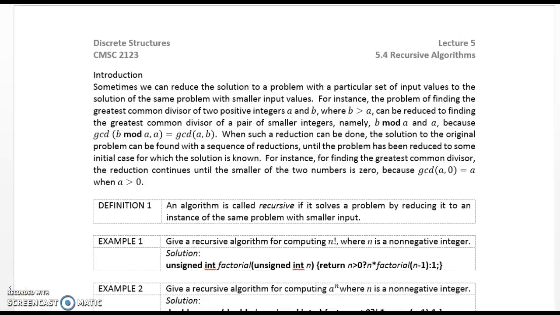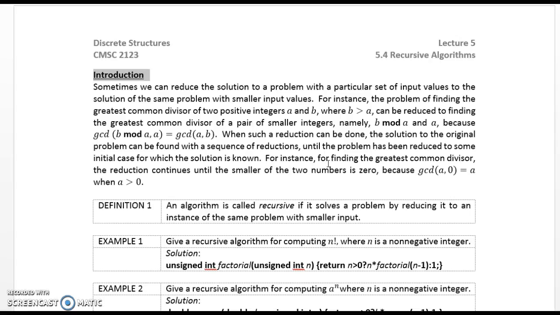Good morning. Sometimes we can reduce the solution to a problem with a particular set of input values to the solution of the same problem with a smaller set of input values. For instance, the problem of finding the greatest common divisor of two positive integers a and b, where b is greater than a, can be reduced to finding the greatest common divisor of a pair of smaller integers, namely b mod a and a, because the greatest common divisor of the remainder of b divided by a and a is equal to the greatest common divisor of a and b.